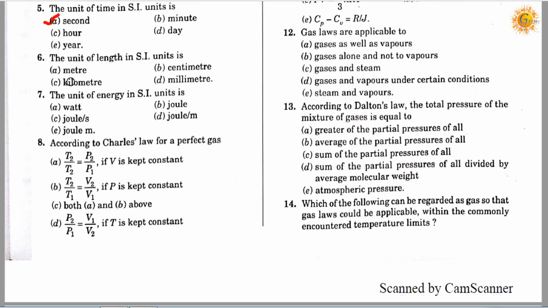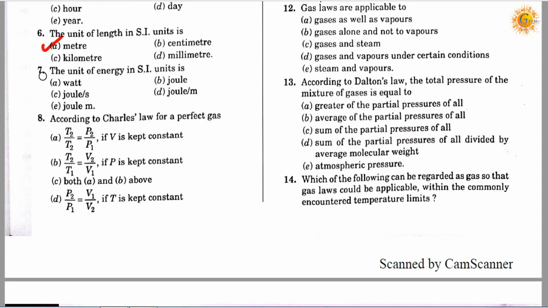Question number 6. The unit of length in SI units is: option A meter, option B centimeter, option C kilometer, option D millimeter. Correct answer is A, it will be meter.